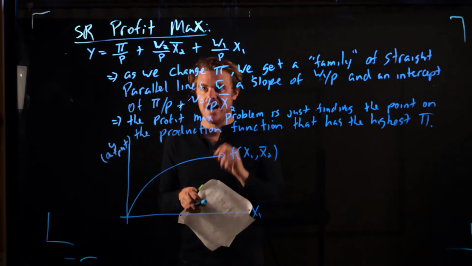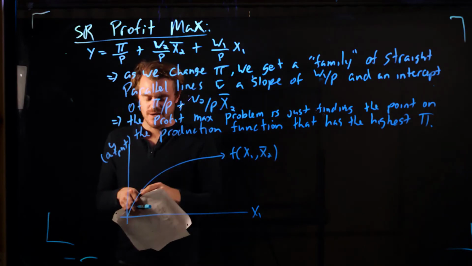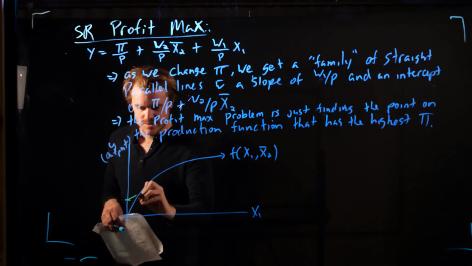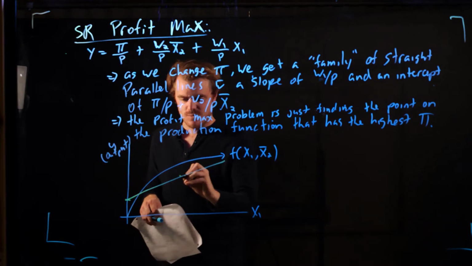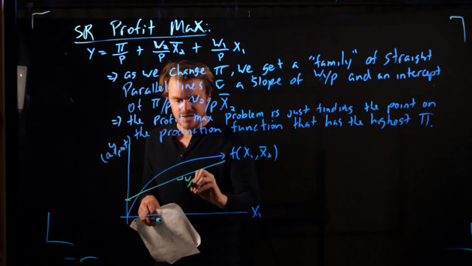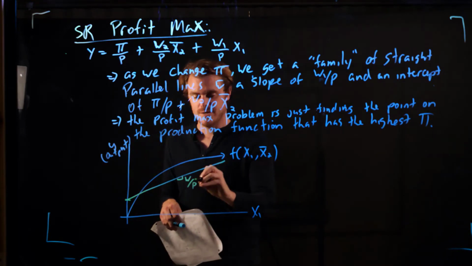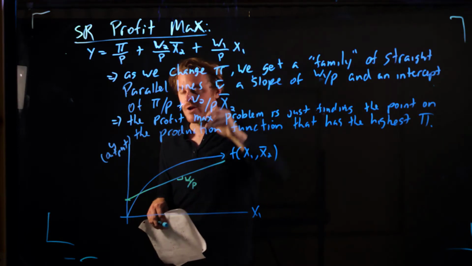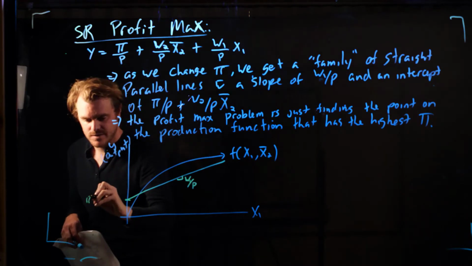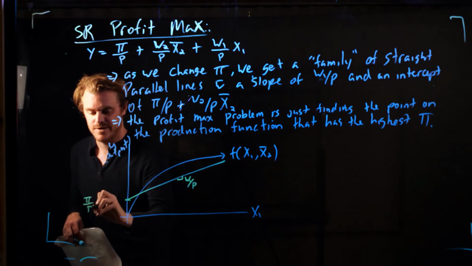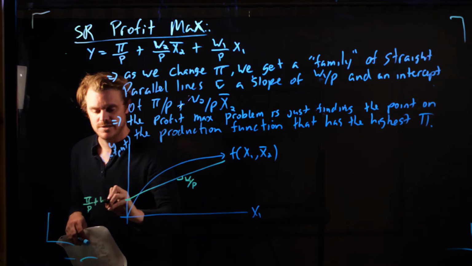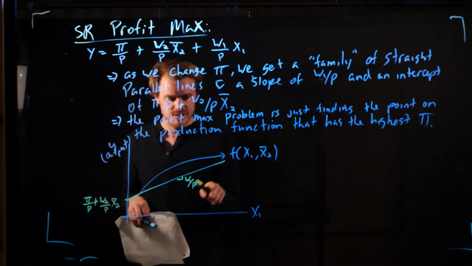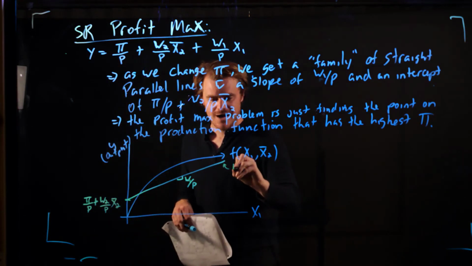So what these iso-profit lines look like are these straight lines. So maybe here's an example where it has a slope of W1 over P. That's the slope, because x1 is the only thing we're varying. And it has an intercept of profit over P plus W2 over P times x2 bar. So here's one iso-profit line.